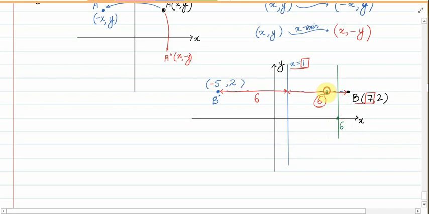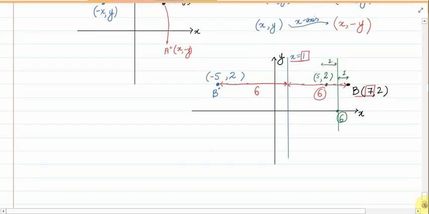So it will lie here, right? The y coordinate remains the same, that is 2. The difference here is 1 unit. So that means the difference here should also be 1 unit. You are standing at 6, 1 unit to the left, that means you are standing at 5. So that is the answer. I hope that it is clear to you.